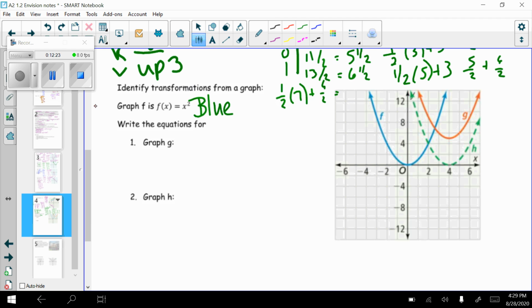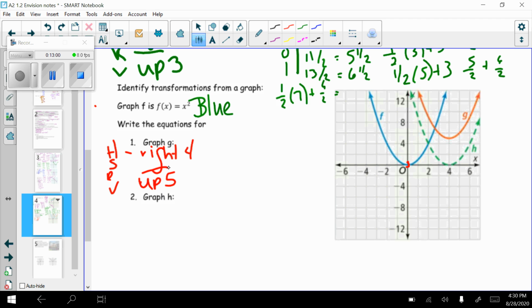Okay, so g, I take my point here at 0, 0, where I started out with, and I see that it went to the right. It went to the right 4, and then it went up. First we'll do HSRV. So the H, it goes right 4. And then instead of starting at 0, 0, now we can look at vertical shift. It went up 5 units. So up 5. I know that there's no reflection because it's not opening down.